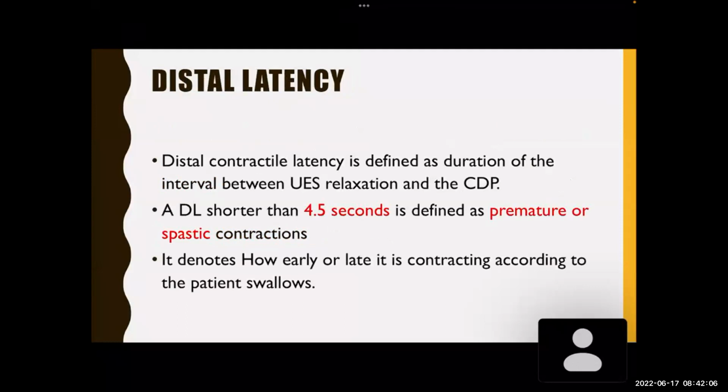The distal latency. Distal contractile latency is defined as the duration of the interval between the upper esophageal sphincter relaxation and the CDP point, the junction between the P and D. A DL shorter than 4.5 seconds is defined as premature or spastic contraction. Distal latency is nothing but when we swallow something, when the food passes the pharynx, how vigorous the contraction is. That is the interpretation of distal latency. So if it is less than 4.5 seconds, that means there are premature or spastic contractions in the esophagus.